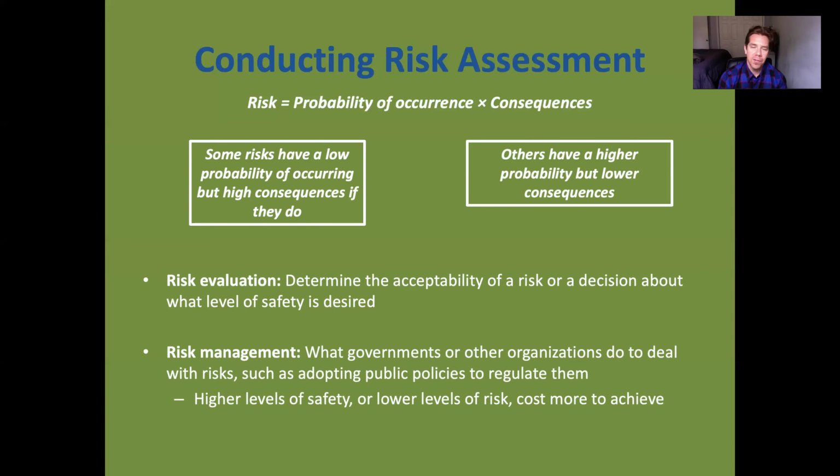So what does the government, or even a private organization, do to address those risks? We do it through regulation and public policy. The idea here is that when you want higher levels of safety and lower levels of risk, it costs more to achieve those things, because you're increasing the amount of regulation that has to be implemented to make sure that industries, businesses, and individuals are following those policies. And so this is the significance of risk assessment to public policy.